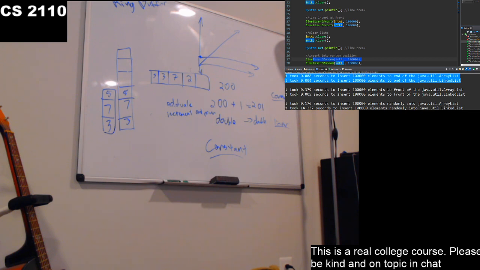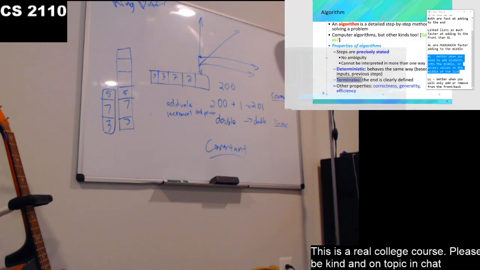So adding to the front of an array list is linear, but adding to the end is constant time. With a linked list, they're actually both constant time. And we're not going to talk about why today, but just put that in the back of your mind.